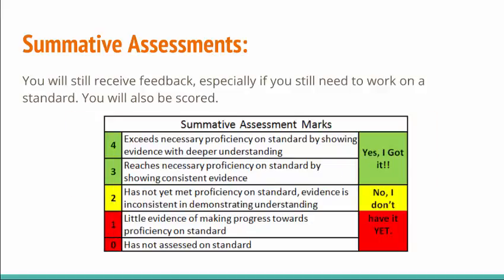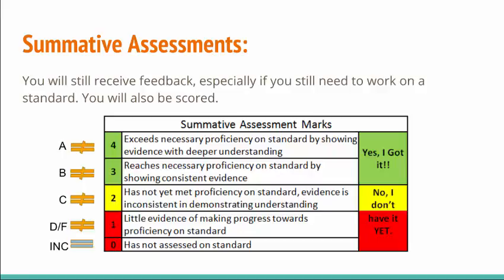For a 4 and a 3, it means that you've got it. You've either reached or exceeded the necessary proficiency by showing enough evidence with enough consistency. If you receive a 2, you have not yet met proficiency on the standard, and the evidence is still inconsistent. And if you receive a 1, very little evidence of making progress has been shown. If you see a 0 in the gradebook, it really just means you were likely absent on that day and did not assess yet.